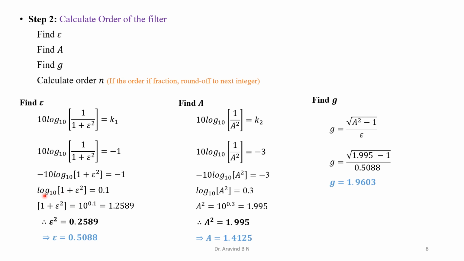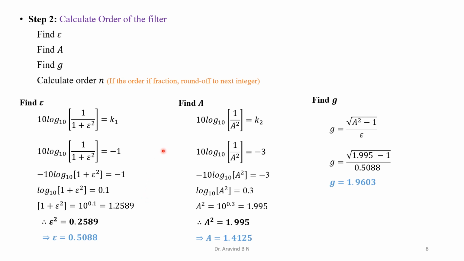Now apply antilog on both sides. We get 1 plus epsilon square is equal to 10 to the power of 0.1, and this value will be equal to 1.2589. So solving for epsilon square we get 0.2589. Epsilon will be equal to square root of epsilon square, that will be equal to 0.5088.